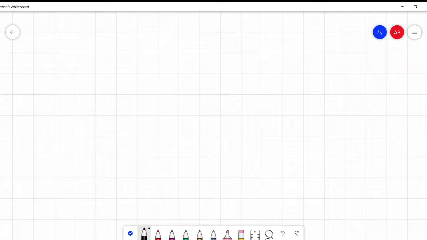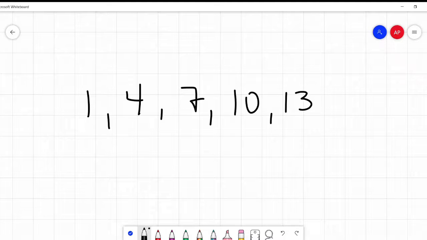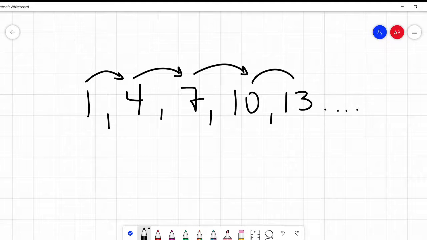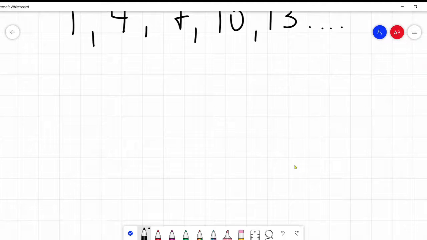So an arithmetic sequence is when something is being added each time. For example, here, 3 is being added each time. 1 plus 3 is 4, plus 3 is 7, plus 3 is 10, plus 3 is 13, and so on. And this can just go on forever. And it can be any number.